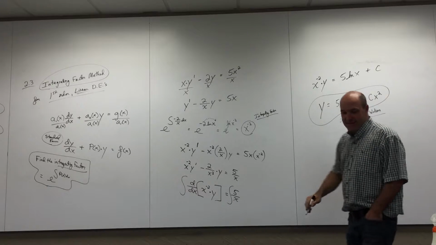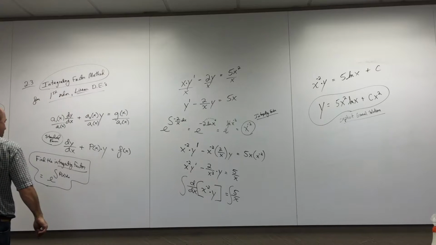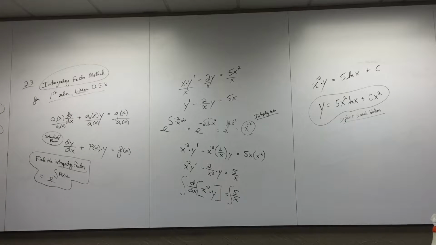That was cool. That was the integrating factor method. That was just one example. So we took our integrating factor and multiplied it by each term, and then integrated both sides. From there we solved for y.